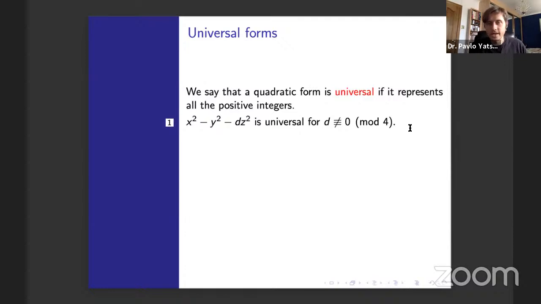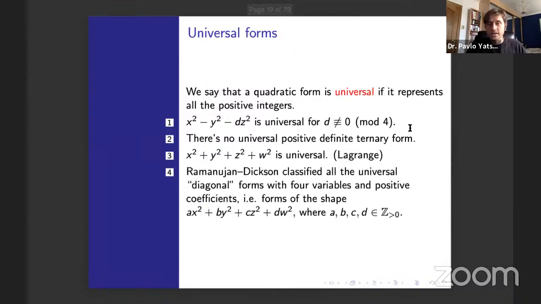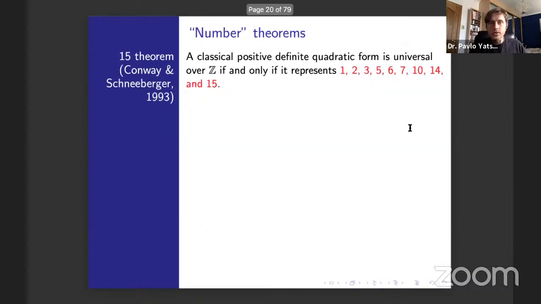Okay, so in the positive definite case, we know that there doesn't exist a universal positive definite ternary form, meaning that you need more than 3 variables to represent all natural numbers. That's number 1. And number 2, as I mentioned before, Legendre showed that 4 squares is universal, meaning that any natural number is represented by 4 squares. And Ramanujan and Dickson classified all the diagonal forms with 4 variables. By a diagonal form, I mean just a form where the corresponding matrix is a diagonal matrix. Okay, so that's what we know.